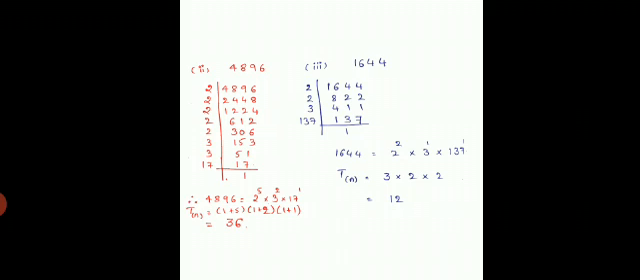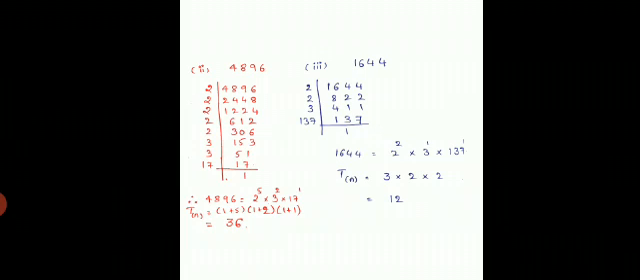612 is divisible by 2 only, you get 306. 306 ends in an even number, again divisible by 2, you get 153. Here it ends in an odd number, so divide it by 3. 3 into 5 is 15, 3 ones are 3. So 51 is divisible by 3, you get 17. So 17 into 1 is 17.